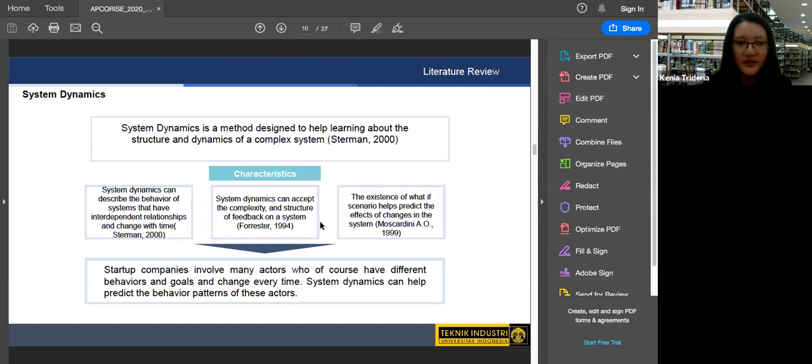And the system dynamic itself is a method designed to help us learn more about the structure and the dynamics of a complex system. So this approach is used since the startup companies involve many actors who have different behavior and goals changing over time. The system dynamics can help predict the behavior patterns of these actors.